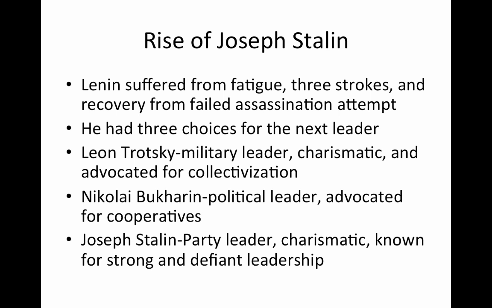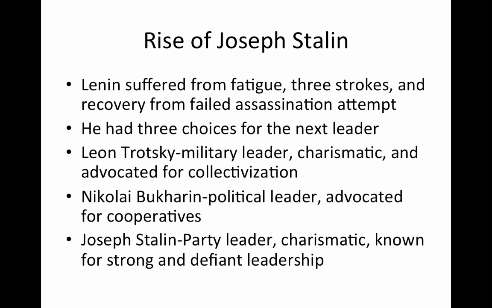Bukharin was a political leader, and he advocated for cooperatives. In a cooperative, it works similar to collectivization, but farmers would be able to keep their property as private property. They would work together and share produce. The government would tax them by selling some of their produce on the common market and using the money then to invest in industrialization. But it would be slower, and there would be a smaller share of government taxes.